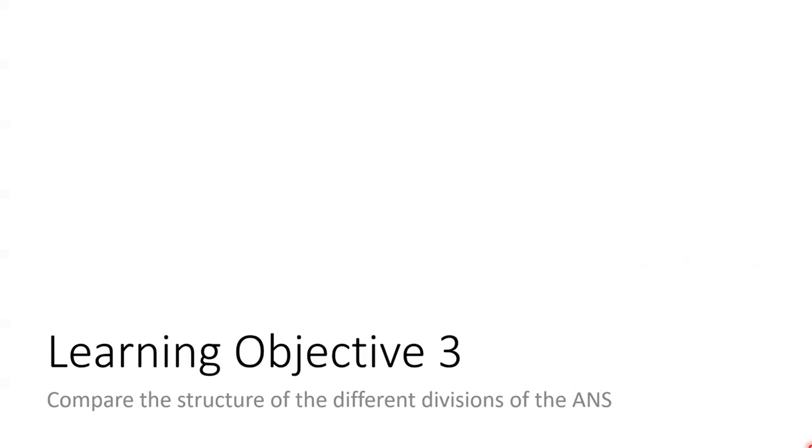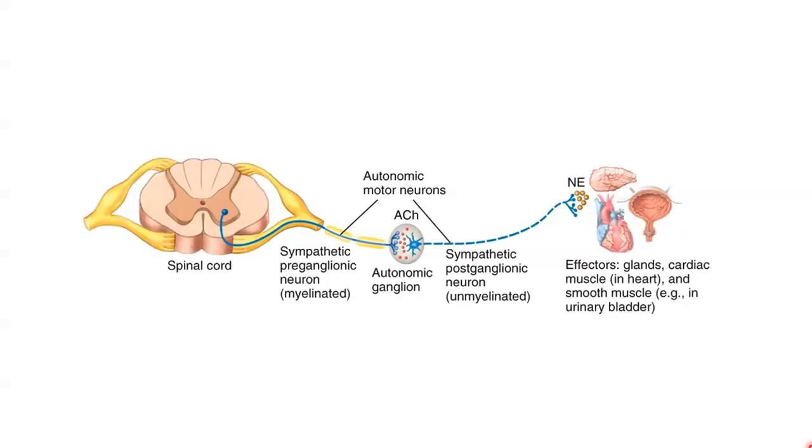Aside from having different functions, the sympathetic and parasympathetic divisions of the autonomic nervous system also contain structural differences. In this learning objective, we'll compare the structural differences between sympathetic and parasympathetic motor neurons. So in both divisions of the autonomic nervous system, the motor pathway contains two motor neurons.